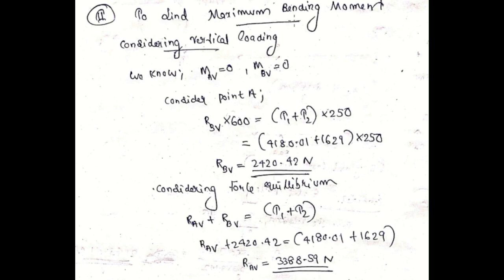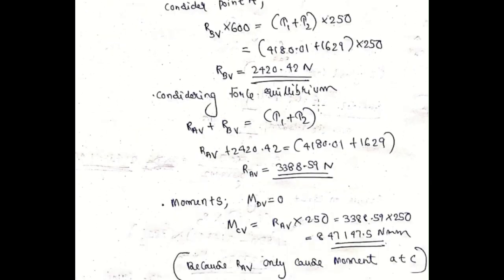What's the need to find R_AV and R_BV? They are used to find the moment. We also know that the moment at D_V will be 0. Why? Because no force is causing a moment at that point. We have a pulley at that point. Even though there is no bearing at that point, there is no force influence at point D, so obviously M_DV will be 0. The only moment that will be acting is at point C_V.